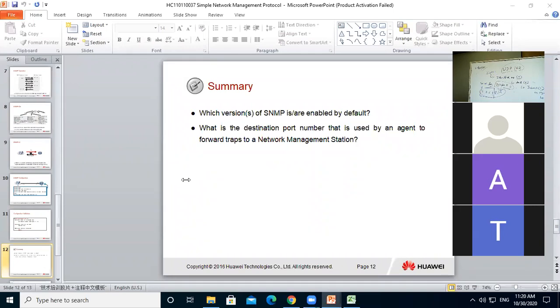Now I'm going to stop sharing the result. If you have any doubt regarding these two questions, just raise your hand. Any doubt in these two topics, whether it's IP security VLAN or SNMP? If any doubt, just raise your hand.